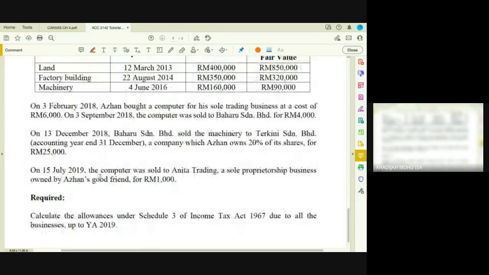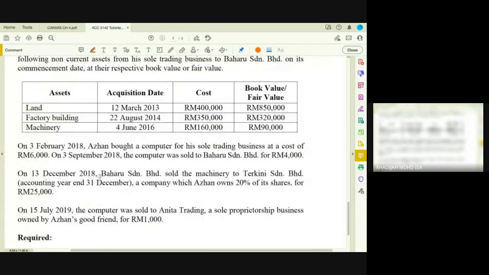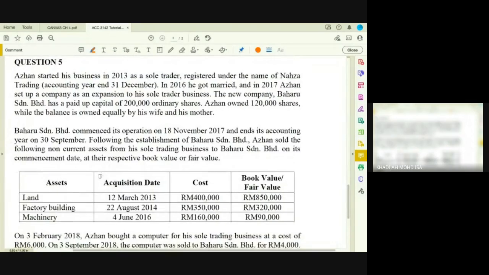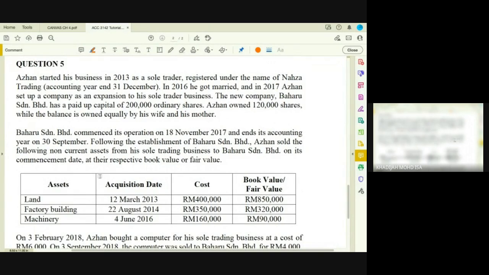Okay, and then we have the last question, question number 5. So this one has a lot more information provided. You have 3 assets, right? Azhan started business in 2013 as a sole trader, registered under the name of Nahza Trading. Year end is 31st of December.